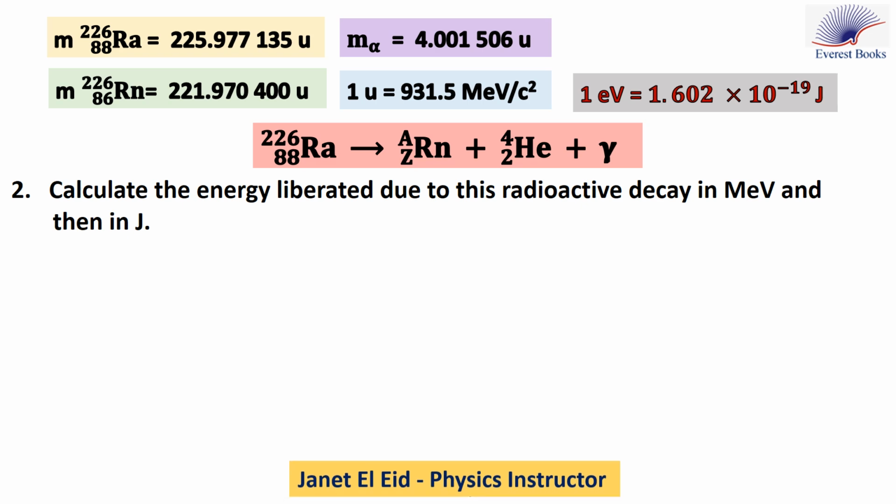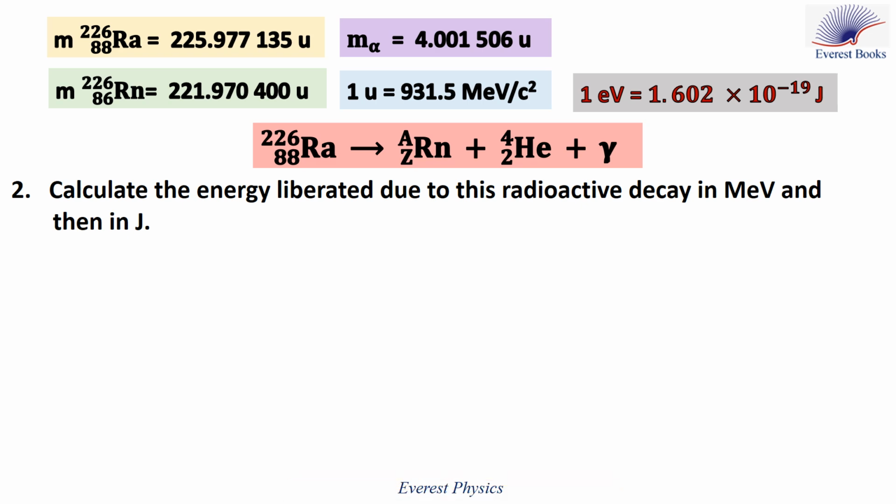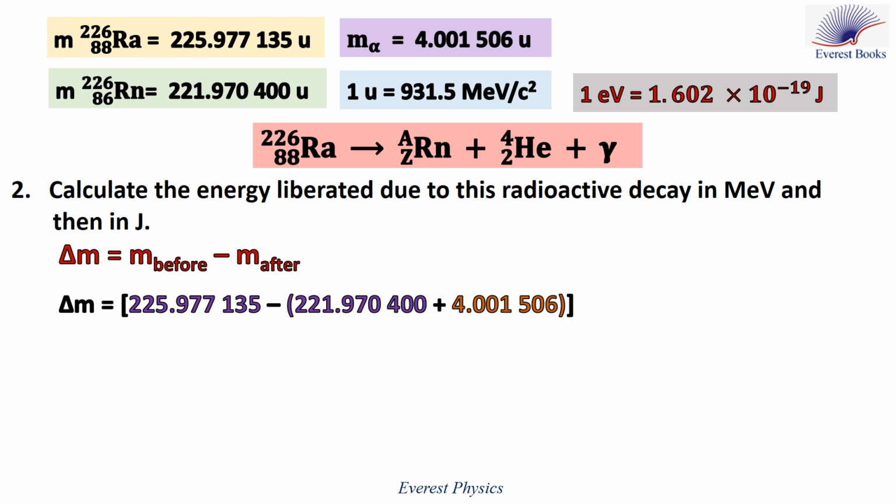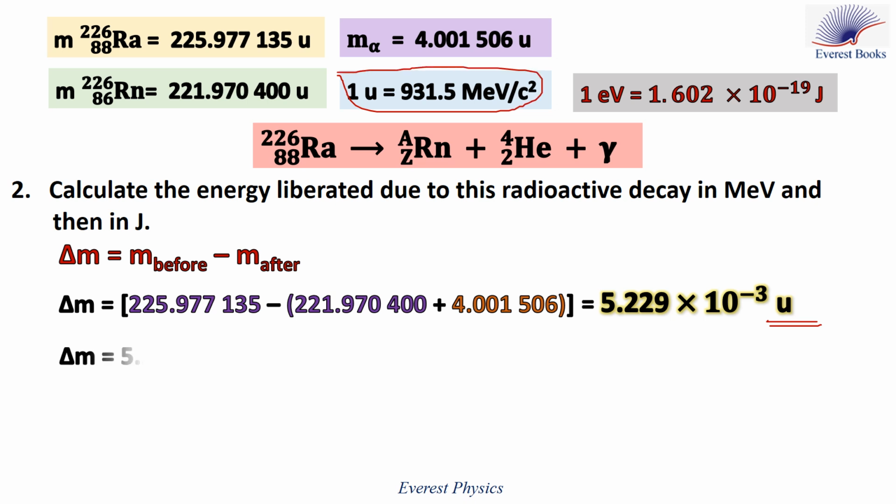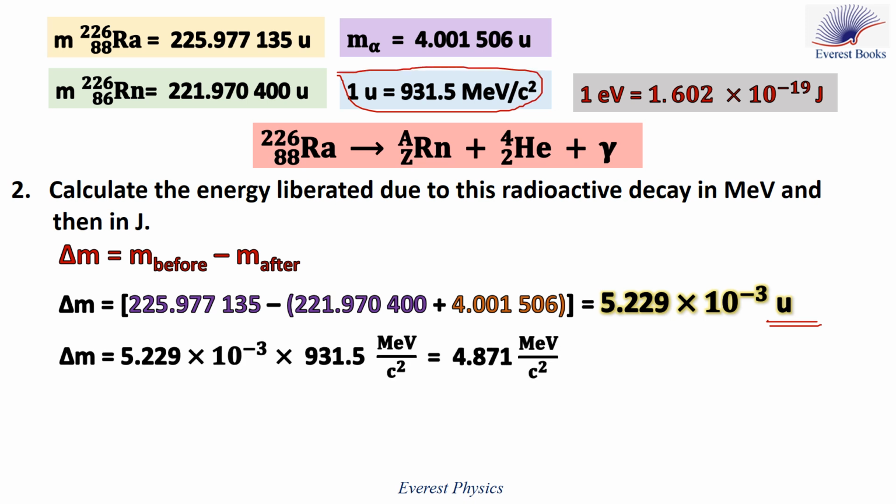Part 2. Calculate the energy liberated due to this radioactive decay in mega electron volts and then in joules. The first step is to calculate the loss of mass by subtracting the mass of the products from the mass of the parent nucleus. This gives 5.229 times 10 to the power minus 3 u. The next step is to convert the atomic mass unit to mega electron volt per c squared. We will use this equation. So this gives 4.871 mega electron volts per c squared.